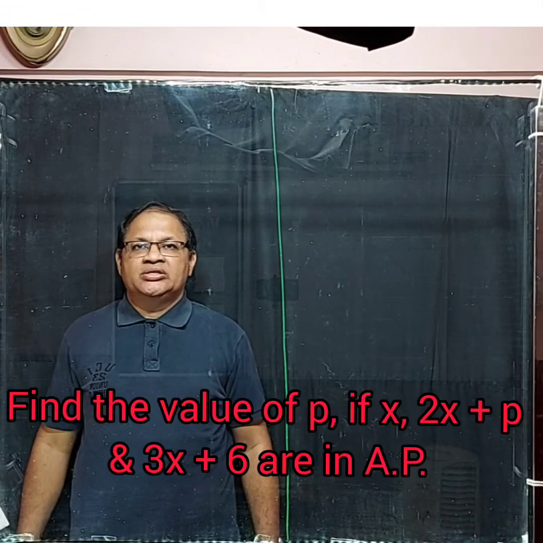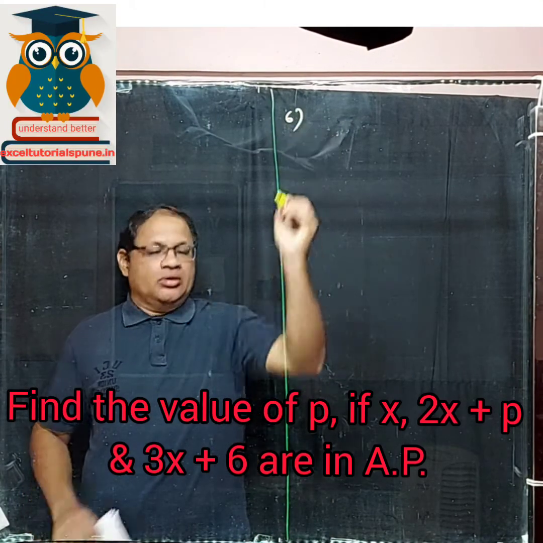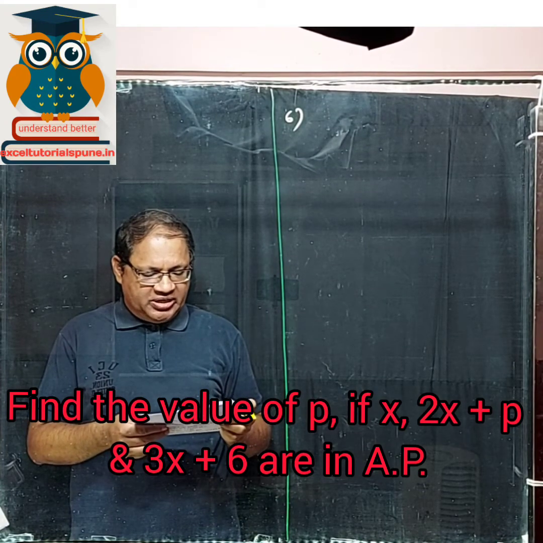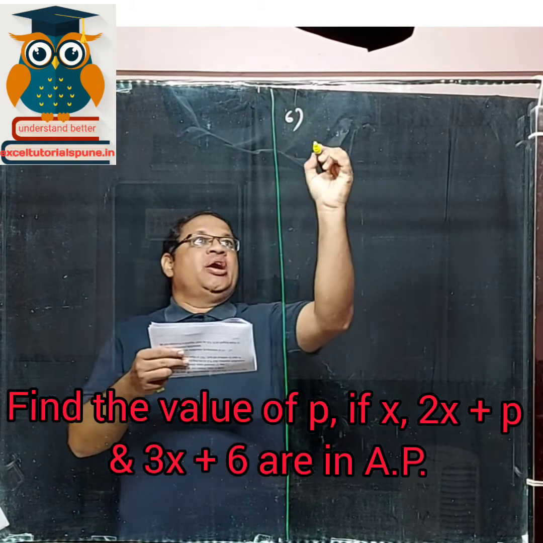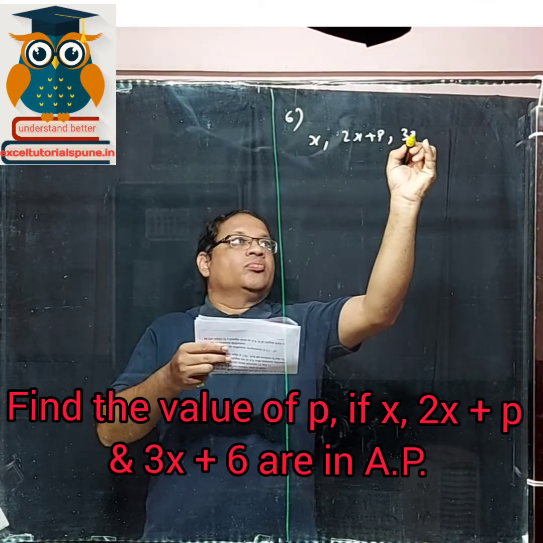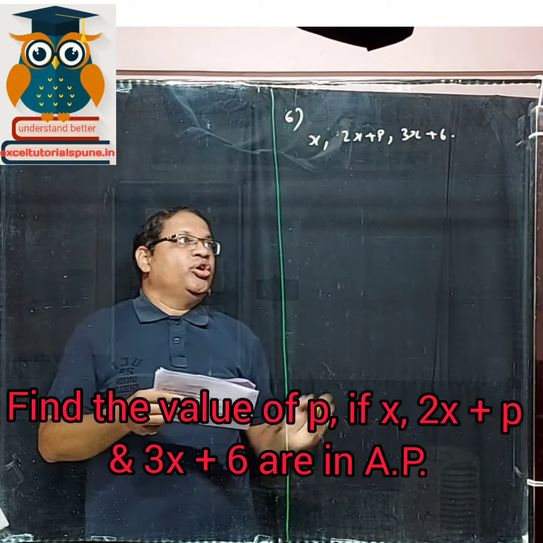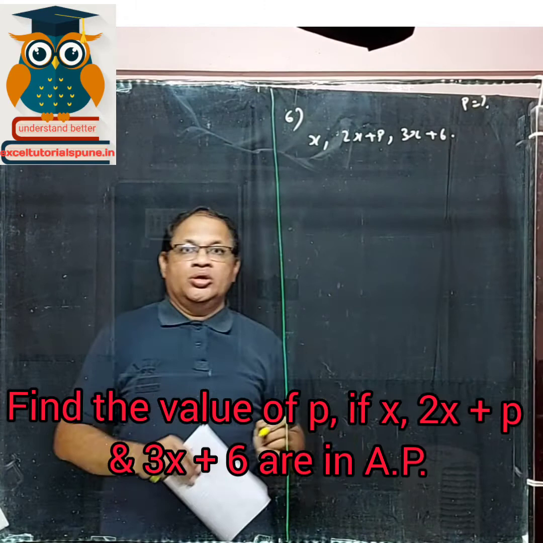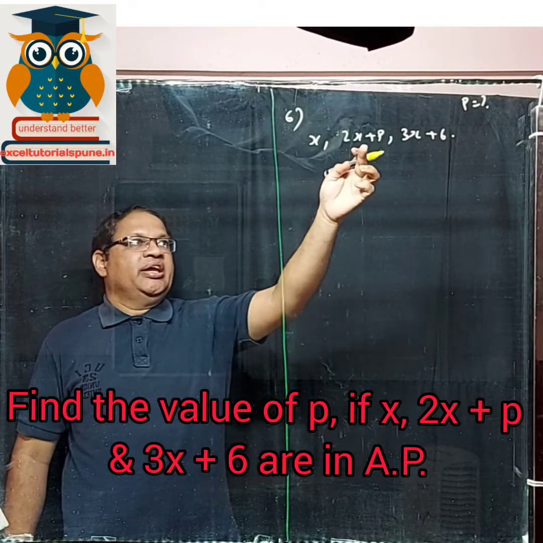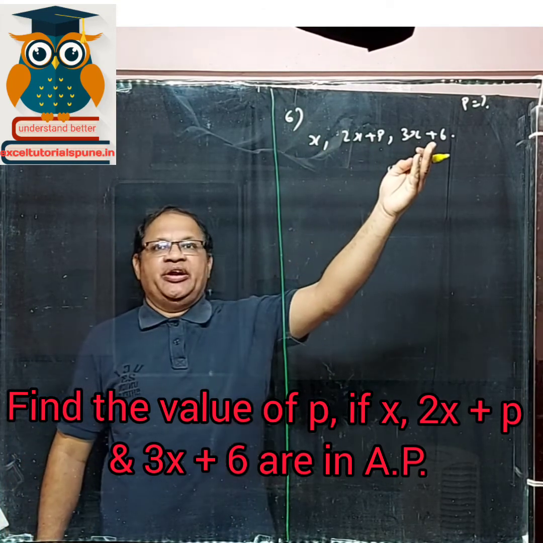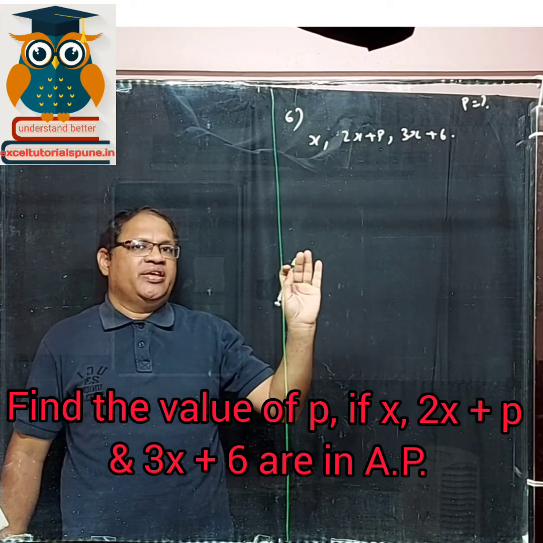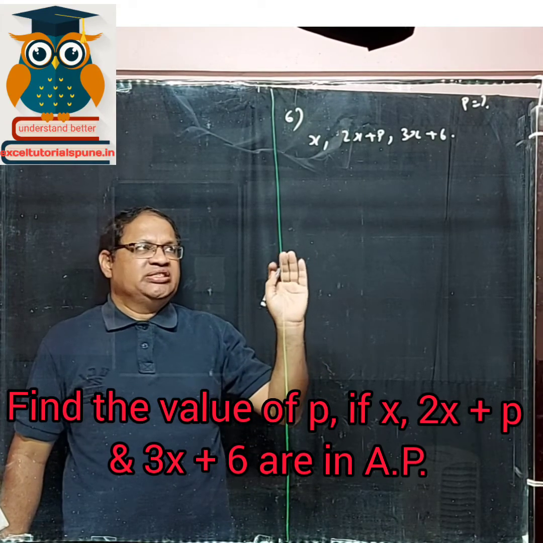Now we start with the sixth sum. Find the value of P if x, 2x plus P and 3x plus 6 are in AP. So now these are all in AP, and you have to find out P. So how do you find out P? You can find the difference D: second number minus first number, and also third number minus second number. D is always the same in all the cases.